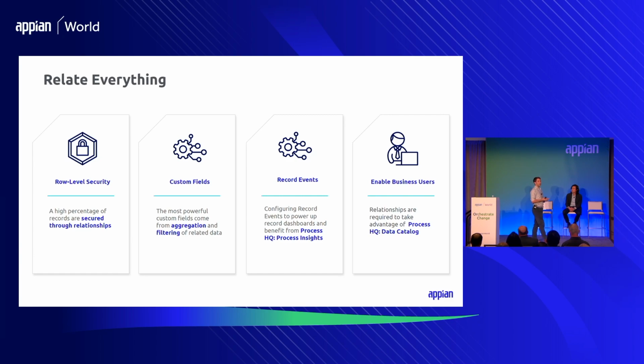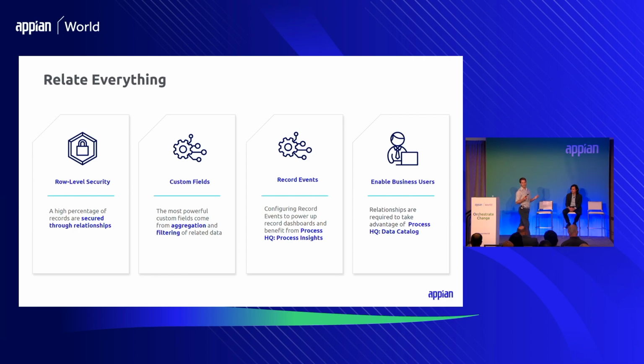And the reason these are really important is that the new feature that they're announcing throughout this Appian World is Process HQ and Process Insights. And in order to really get insights out of your process, you need to capture milestones of that process so you can see where you're getting waylaid during it. So definitely set up those record events for all of your records. I threw it under relationships because they are underlying related data.